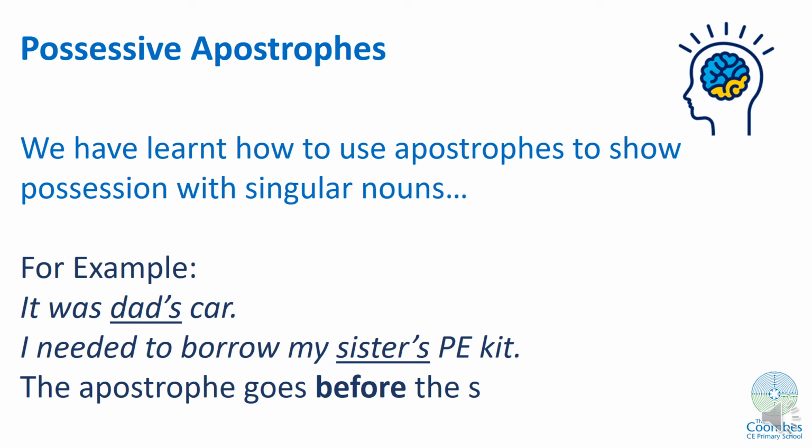Possessive apostrophes. We said yesterday that these were the trickiest kind. And yesterday you practiced how to use apostrophes to show possession with singular nouns. These were the examples we looked at yesterday. It was Dad's car, the car belonging to Dad. I needed to borrow my sister's PE kit, the PE kit belonging to your sister. In each of these cases, because each of these nouns was singular, one dad, one sister, the apostrophe goes before the S.